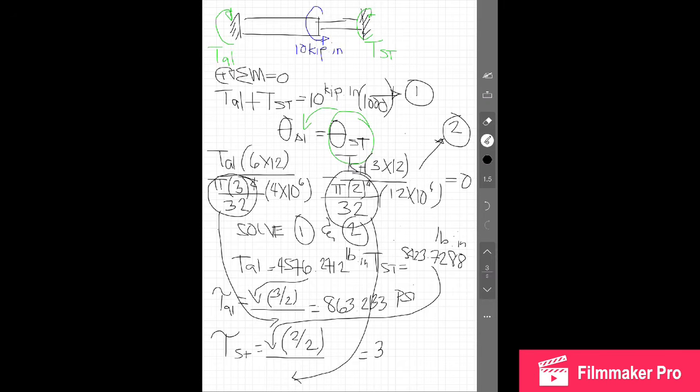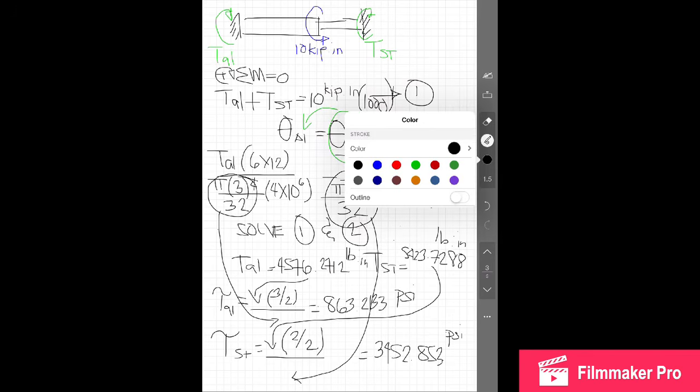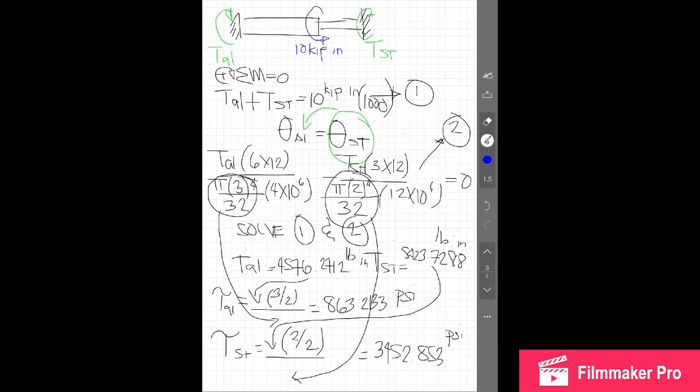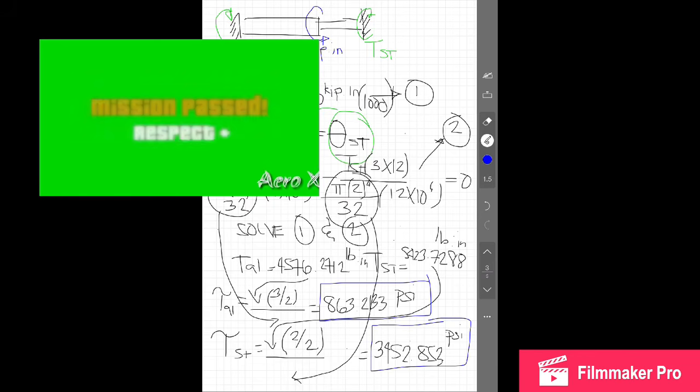So 3452.853 na lang. So that is in PSI. Yay! So that is the answer for the aluminum. And this one will be for the steel. That's it. So, last problem tayo.